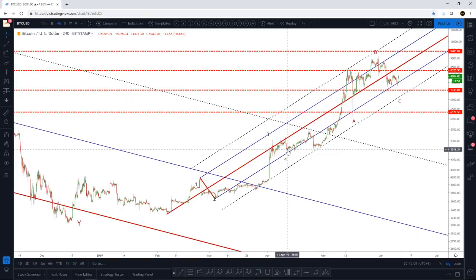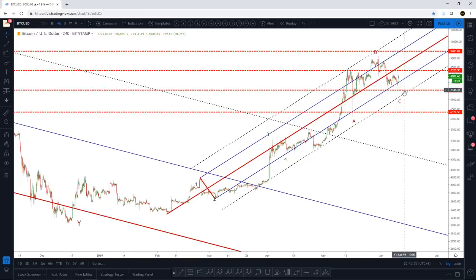Now, fifth waves in crypto are usually the most extended of the waves, and so it is obviously looking disproportionately larger than the preceding first three waves. This is my wave count that I've got for the fifth wave. So this is our wave one, two, three up to here. And then this price action following on from here is a wave four. So this is our A, B, and C.